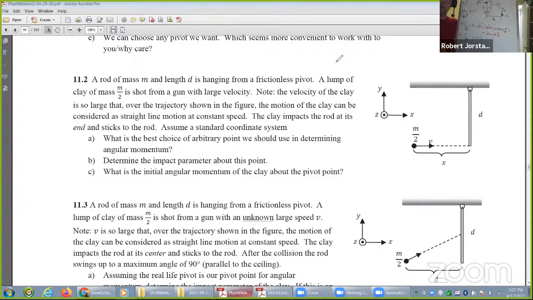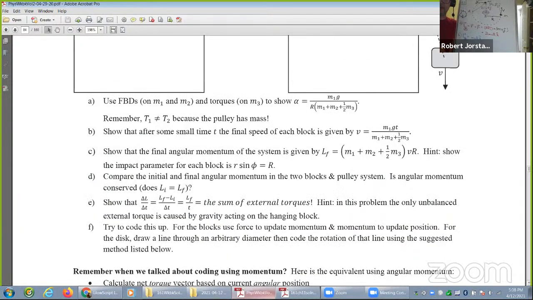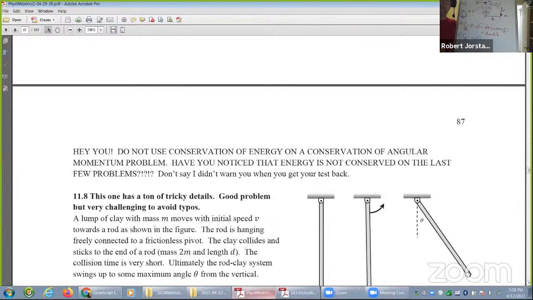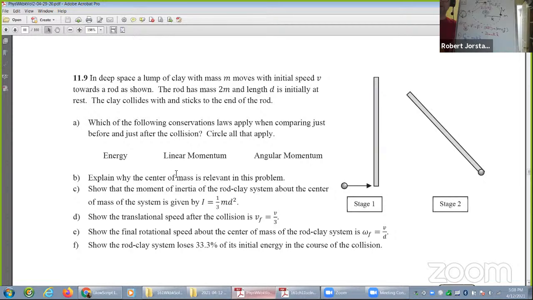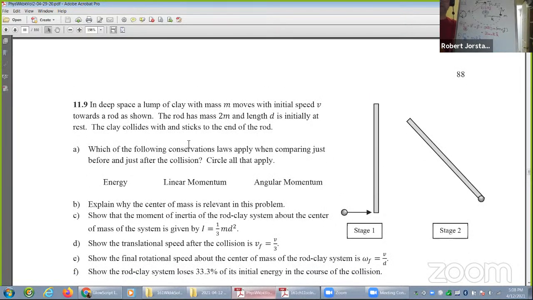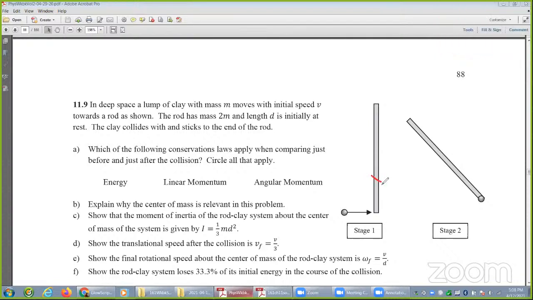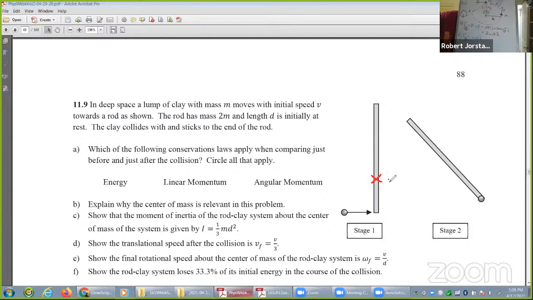However, like Gonzalo said, he mentioned something about the center of mass, right? Give me a second. Look at 11.9 on page 88. In this case, this is in deep space. When something's flying through space and rotating, about which point does it rotate? Do you know? Center of mass. It's center of mass. So in this case, the pivot point would be the center of mass.